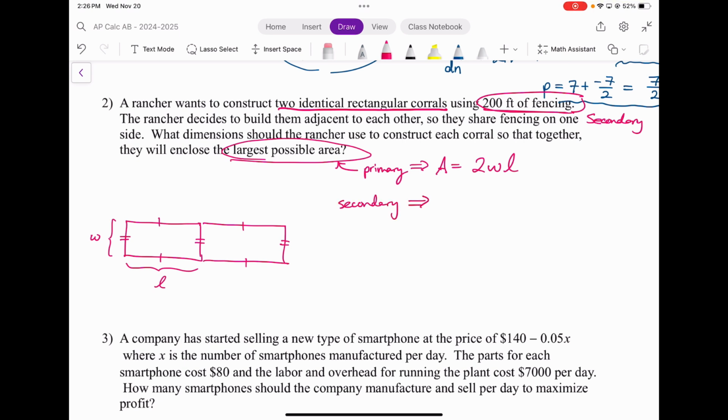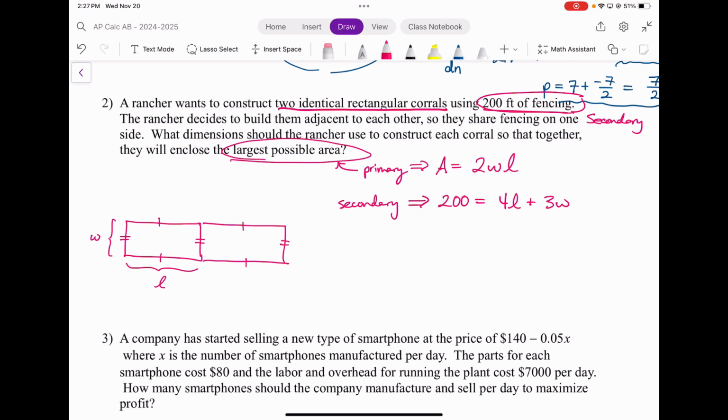Secondary. So for this, we need to count up all these little pieces of fencing and make sure they're exactly equal to 200, right? They have to be equal to 200. This is what is constraining us here, right? So 200 has to equal, how many L pieces do we have? We have 4 of them. So 4L plus how many W pieces? 3W. Beautiful.